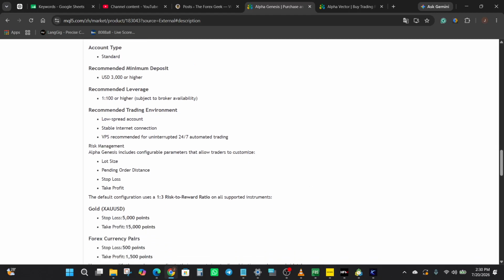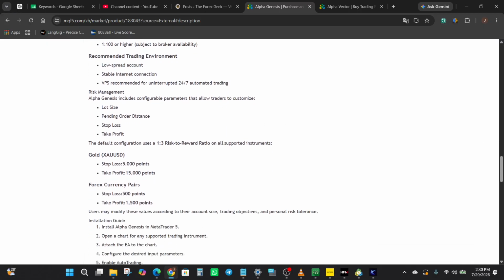Now, let us talk about the strategy itself. Unlike scalping systems that look for dozens of entries throughout the day, Alpha Genesis appears to take a more selective approach by combining candle wick analysis with broader market structure and price action confirmation. The EA waits for specific market conditions before placing pending orders. Okay, this means it is designed to trade less frequently but potentially focus on higher quality setups.